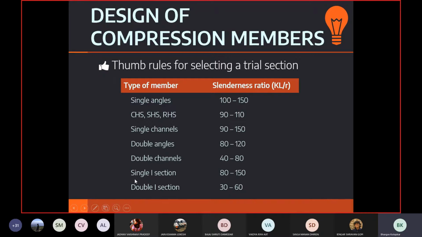For example, if you are planning on using a single I section, your slenderness ratio should fall in the range of 80 to 150. Now, though I have given it for all the members, from exam point of view, I want you to remember single I section and single angle sections, because those are the most commonly used sections. And if you have a hang of designing these sections, then I think that is adequate.